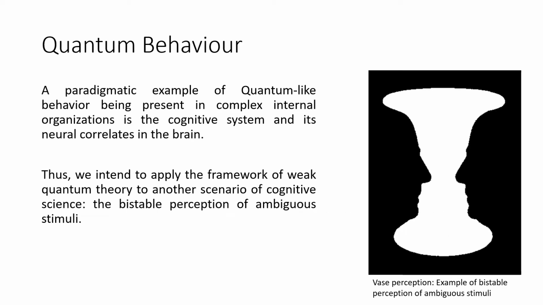So quantum behavior or quantum-like behavior being present in complex internal organizations has an example of a cognitive system and its neural correlates in the brain. And here we intend to apply the framework of weak quantum theory to another scenario of cognitive science, the bistable perception of an ambiguous stimulus. The figure alongside is an example of such a process. This is a vase perception example wherein a perceiver can perceive this image as either two faces or a vase. And this bistable perception can flip over with time.